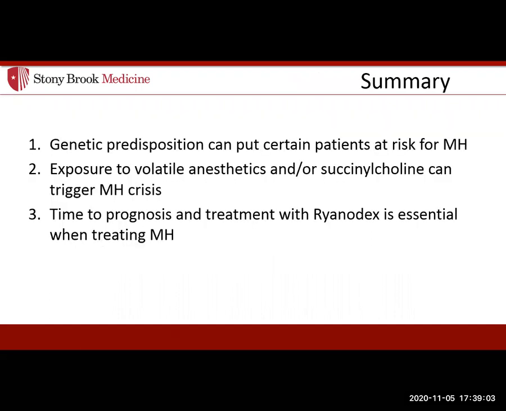So just some final things to take away. Because this, again, is a complex syndrome, just to touch on the main points: there is a genetic predisposition that can put certain patients at risk for MH. The exposure to volatile anesthetics and/or the neuromuscular blocker, succinylcholine, can trigger these MH crises. And lastly, and most importantly, the one thing I want you to take away today is that the time to prognosis and treatment with Ryanodex is essential when treating malignant hyperthermia. This prompt treatment will give our patients the best outcomes.